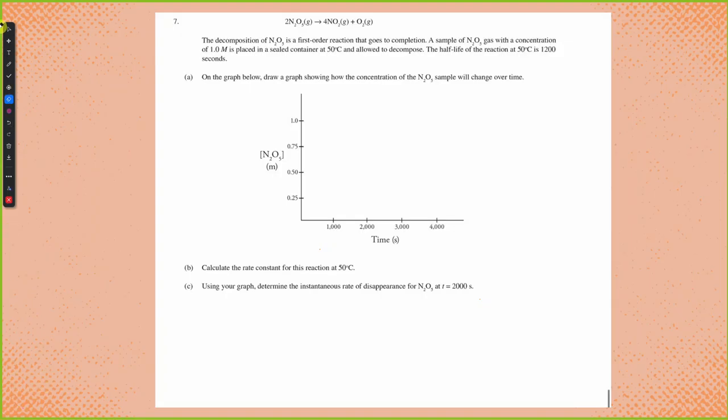So I'm going to move on from this one, and we'll go on to the next one, because we want to get to some equilibrium stuff soon too.